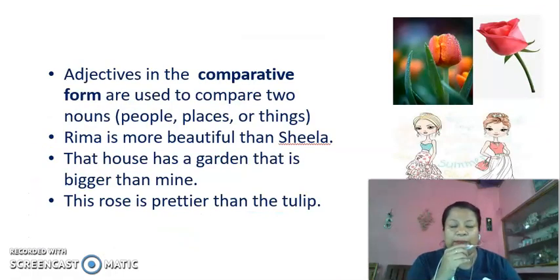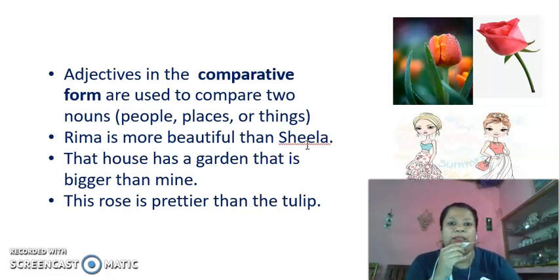Now let's go to the comparative degree. The comparative degree is also used to describe people, places, or things, and it is used to compare two nouns. You need to remember that, just two nouns. For example, we first described Rima in the positive degree. Now we are going to compare her to Sheila: Rima is more beautiful than Sheila. Rima is one person, Sheila is the second. So we are comparing two girls, or two people.